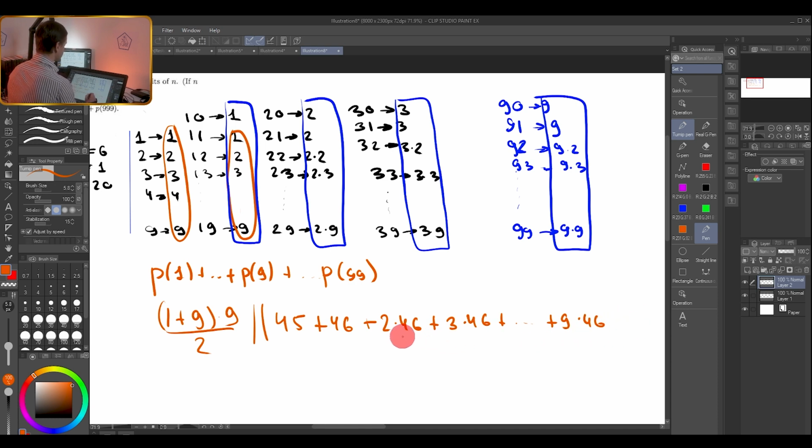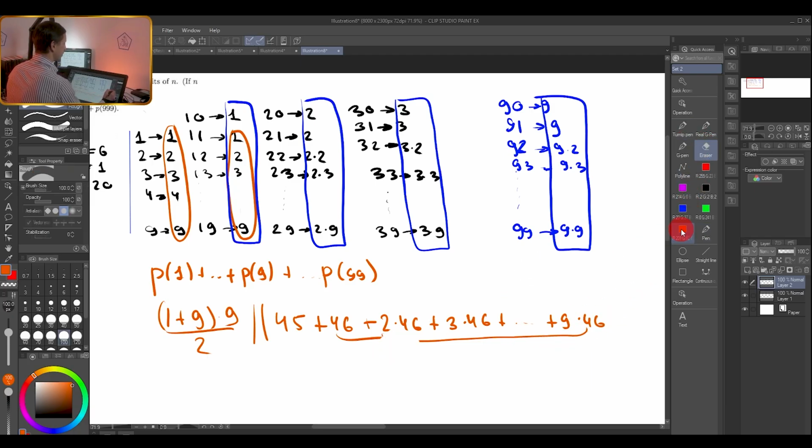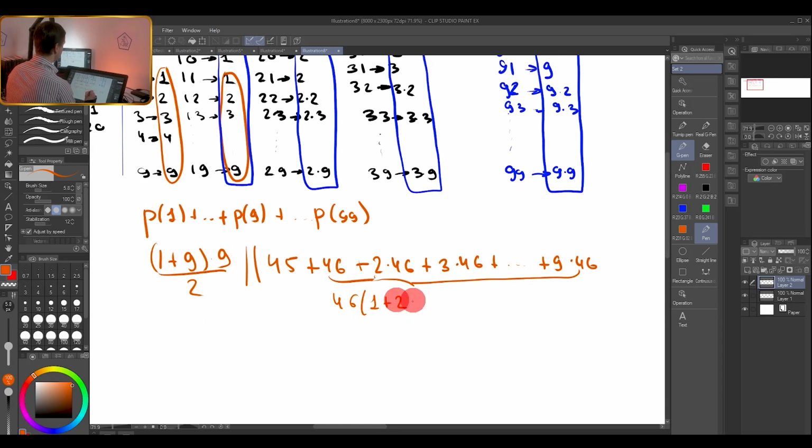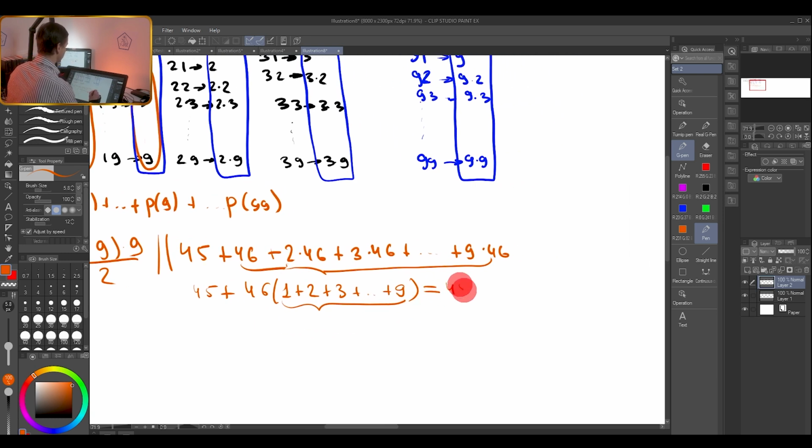Well, good enough. So here, of course, we want to factor out 46 everywhere, because you can see 46 is present in every summand, and it makes a lot of sense to factor it out. And what will we have? Inside the parentheses, we'll have 1 plus 2 plus 3 and so on plus 9, of course. And 46 is factored out, and here we have 45 plus this sum. This one is exactly 45, and the total sum equals 45 plus 46 times 45.